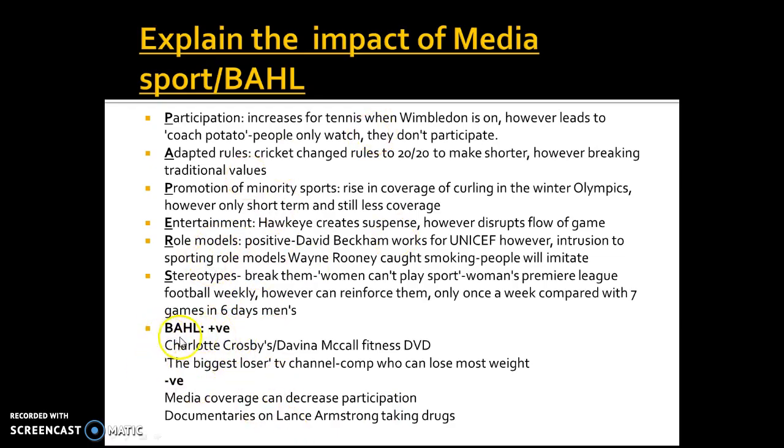The thing I am going to talk about is balanced, active, healthy lifestyle. How does the media positively impact upon the promotion of a balanced, active, healthy lifestyle? Well, firstly, you have the concept of fitness DVDs. Davina McCall, Charlotte Crosby. I have used Ellie Reid's homework here. Charlotte Crosby was a fantastic example, I think she's off Geordie Shore. Then you have Davina McCall's fitness DVD and the Biggest Loser TV channel. These are all visual, media-based representations of ways that you can promote a balanced, active, healthy lifestyle on the media.